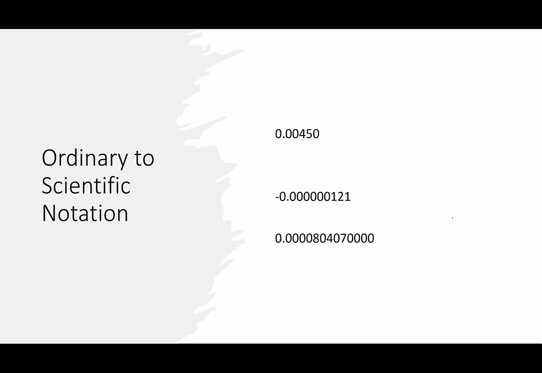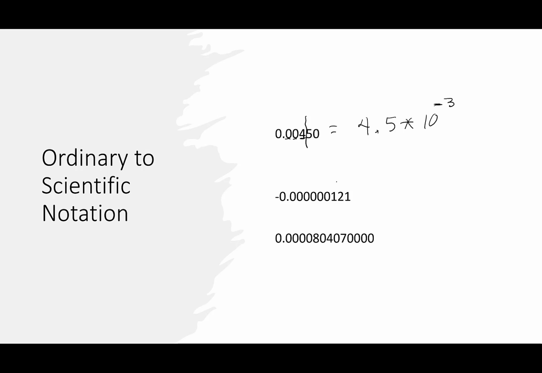Let's try the same thing, but with small numbers. I am still going to draw the line between the first two numbers that I see, so my 4 and my 5, and I'm going to say this is equal to 4.5 times. And now this is going to be a negative exponent to show that I moved to the right. So I went 1, 2, 3, so this is negative 3. So as you're counting, count up to the line. That will really help you when you're converting from ordinary to scientific.